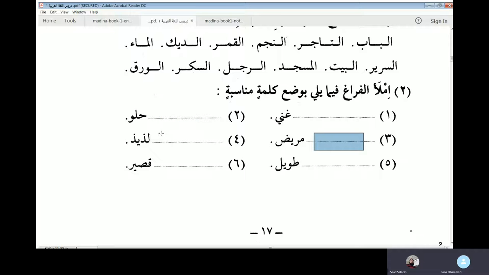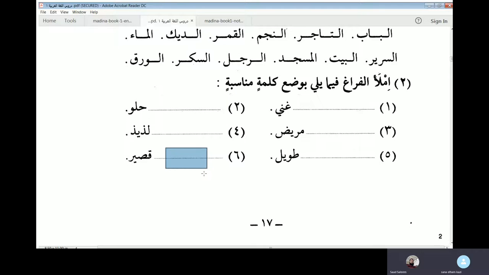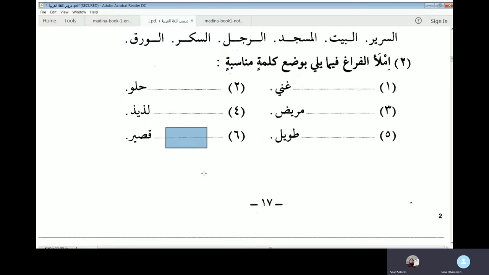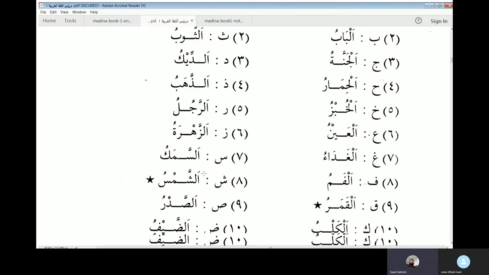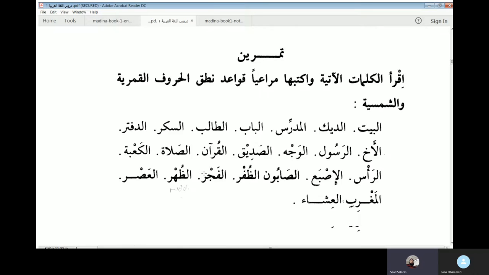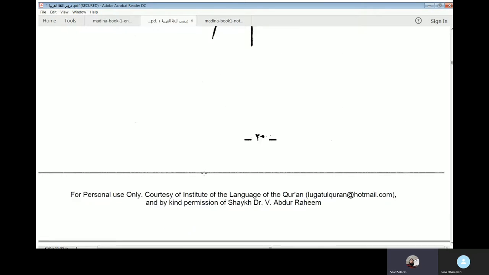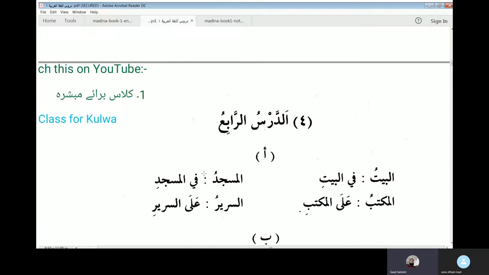Okay. At-talibu maridun. The student is sick. At-tuffahu lazizun. Al-mudarrisu tawilun. At-tabibu khasirun. At-tabibu, lam is silent. I think we better complete this lesson.